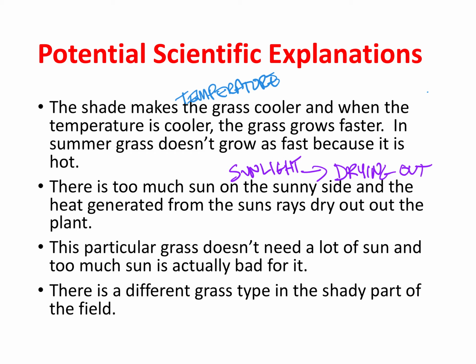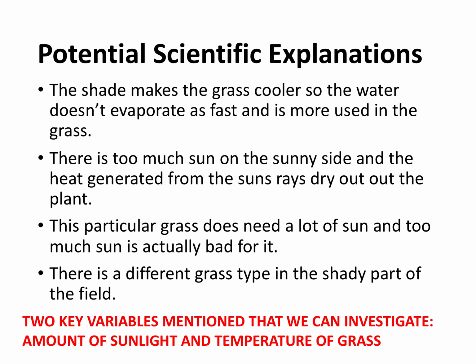So maybe that's the part of the equation. The other two here are possible answers, but less likely to have occurred than the first two. So let's go with the first two for the future right now. So again, here are the explanations, and we're going to say that the two key variables here are the amount of sunlight and the temperature of the grass. And those are things we're going to test.